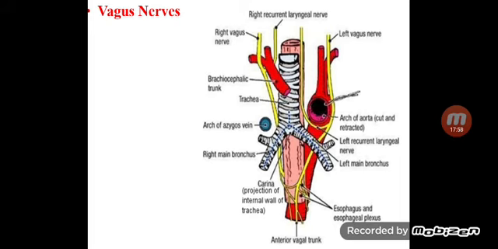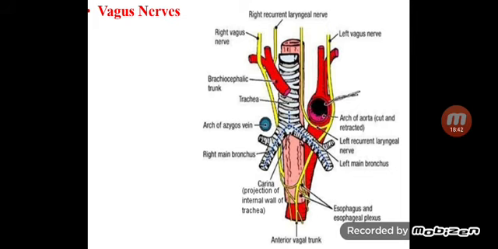This left recurrent laryngeal nerve hooks around the ligamentum arteriosum and ascends in a groove posteriorly between the trachea and esophagus. Which nerve ascends there? The left recurrent laryngeal nerve. Of course, the left recurrent laryngeal nerve arises just as the nerve crosses the arch of the aorta. In this region it arises, hooking around the ligamentum arteriosum, and it ascends in a groove between the trachea and esophagus.